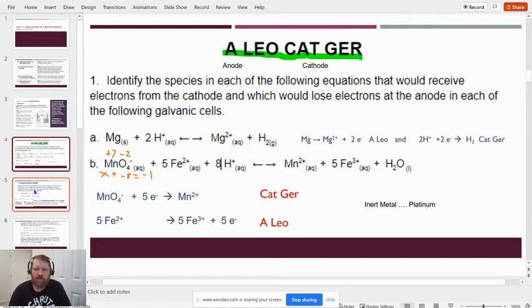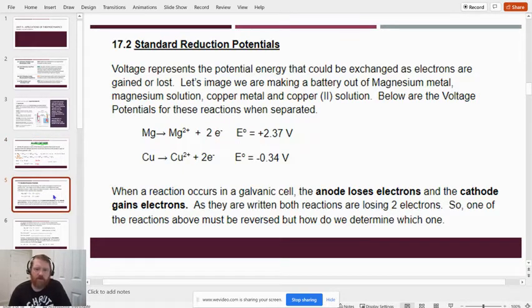All right. So we've reviewed the LEO and the GER, how we can identify them in the reaction. Now we get to talk about voltages and cell potentials. So both of these are written as magnesium is losing two electrons and copper is losing two electrons. And the issue with that is that not everything can be losing electrons. Something has to be gaining electrons.